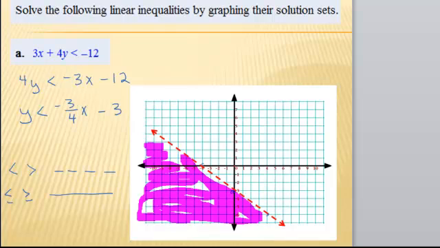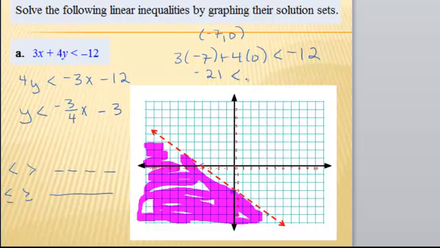Now to check your answer, you could actually test a point or two. Pick a point out here in the solution set. Let's pick negative 7, 0. We think that this is in the solution set of this inequality. We'll put negative 7 in for x, put 0 in for y. 3 times negative 7 plus 4 times 0 is less than negative 12. 3 times negative 7 is negative 21. 4 times 0 is 0. Is negative 21 less than negative 12? Yes, it is. So that point at least tells us that we shaded the correct region.